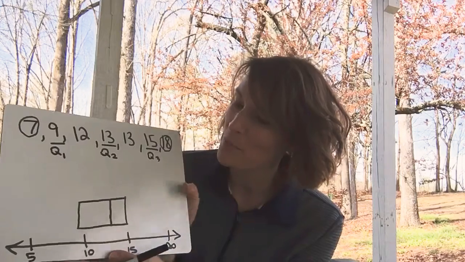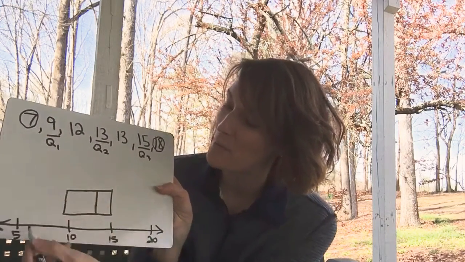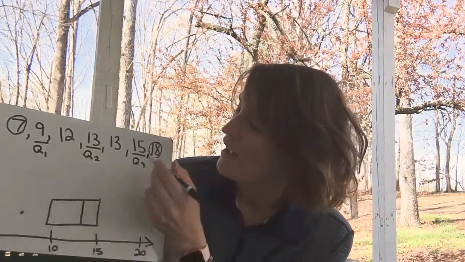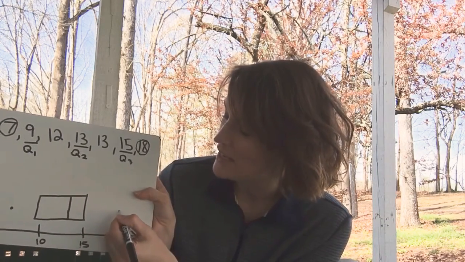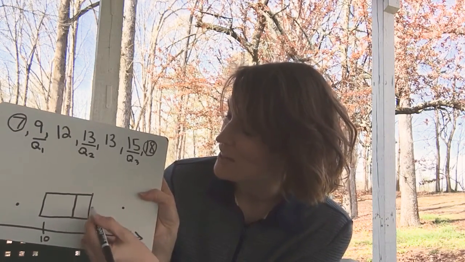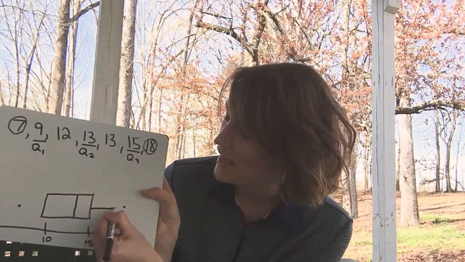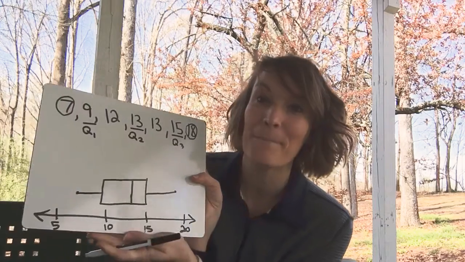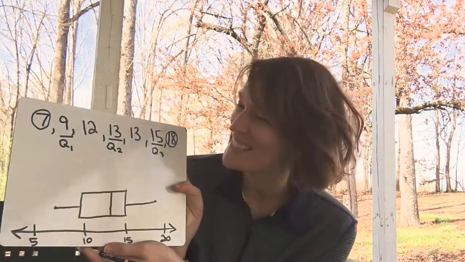So it's time to make the whiskers. I'm going to take my minimum point, 7, I'm going to estimate to be right there. And my maximum point, 18, which I'm going to estimate to be right there. And then I'm going to connect it to the box. And look what we've done. We have made a box and whiskers. We so smart.